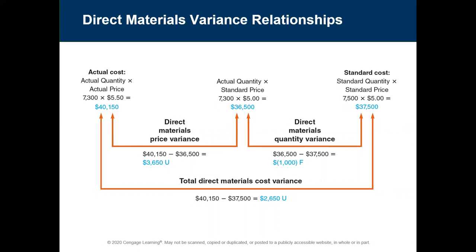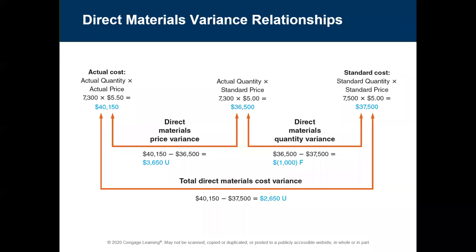So this is a little confusing when you first look at it, but after you break it down, it makes sense. Here we have our actual cost, which is our actual quantity times our actual price, so the number of units we produce times the cost per unit. Over here, I'm going to skip the middle for a minute. We have our standard cost, which is our standard quantity times the standard price. And then in the middle, we have our actual quantity, but times the standard price.